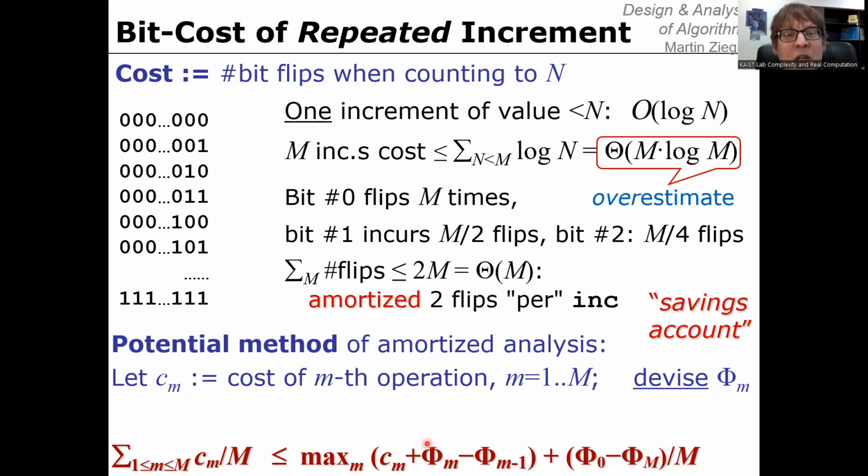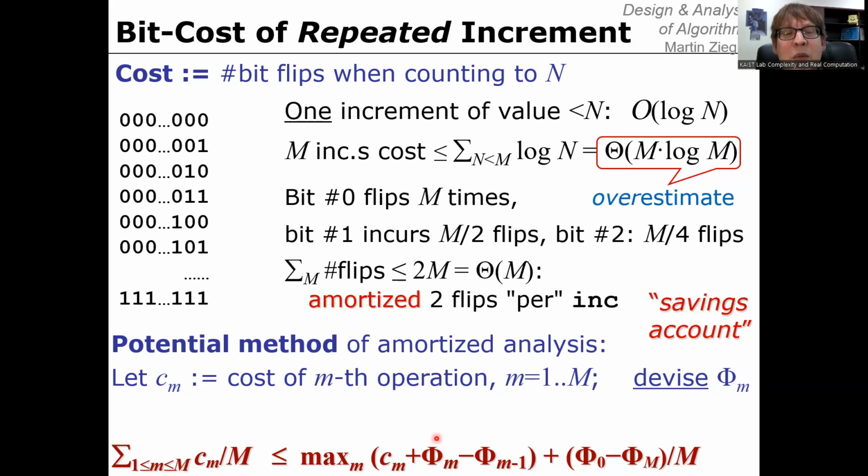So the bank account increases, means this difference is positive, plus the actual cost. On the other hand, when the actual cost maybe is large, then we can compensate for that by withdrawing money from the bank account. Withdrawing money from the bank account means this difference becomes negative. After the nth operation, the bank account balance is smaller than before. So smaller minus large means something negative.